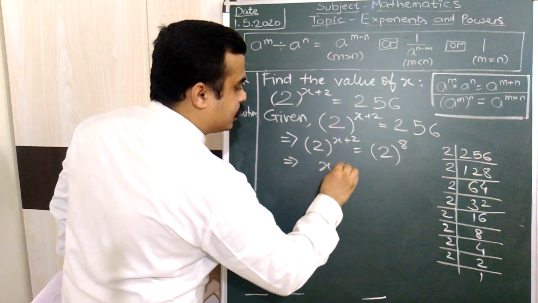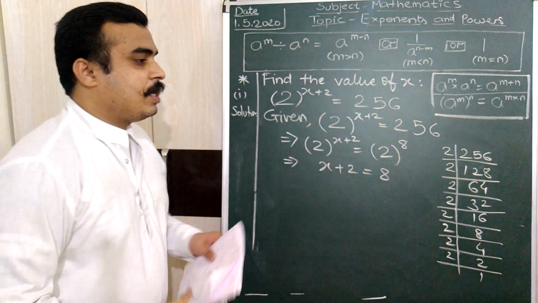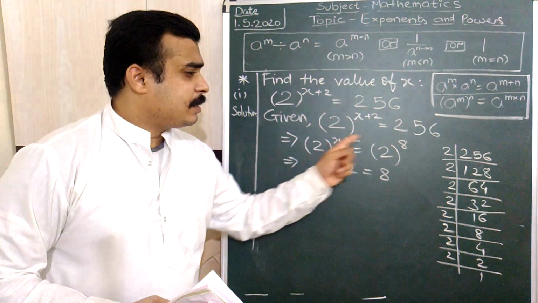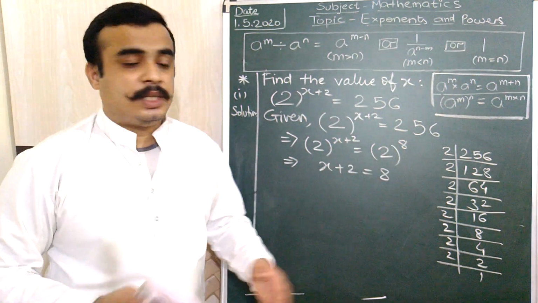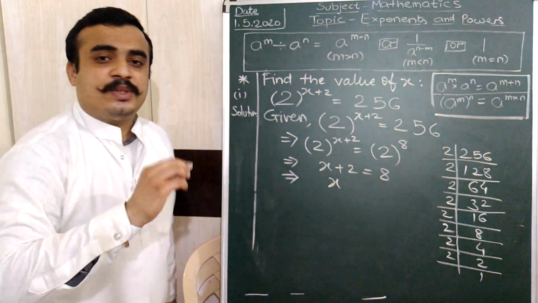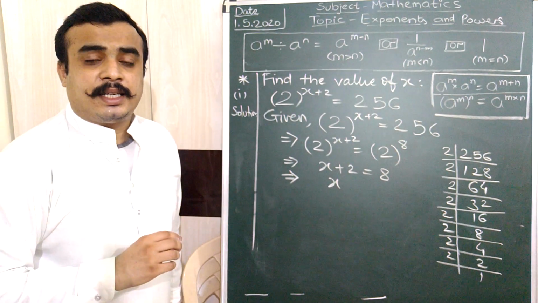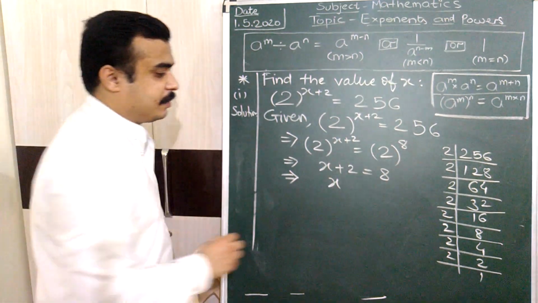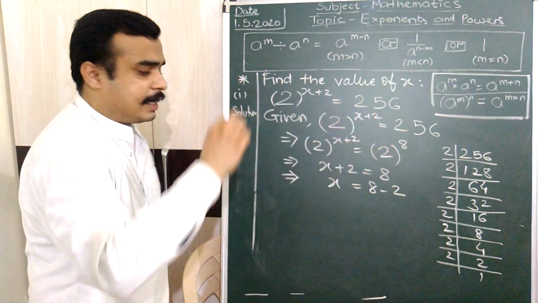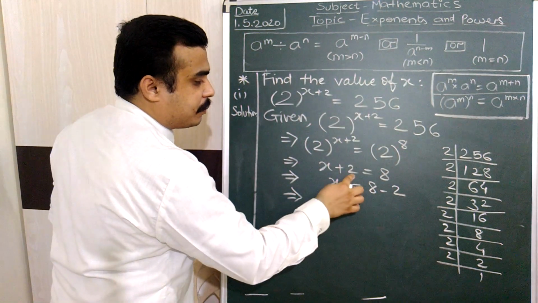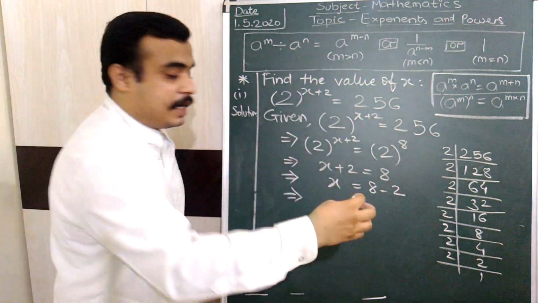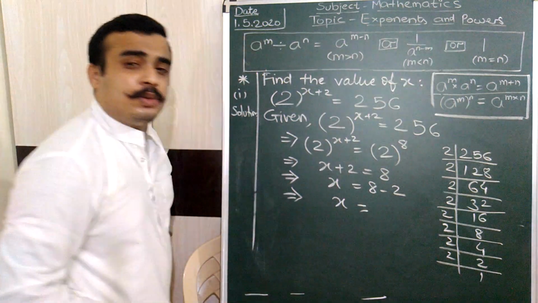That means x plus 2 is equal to 8. When the bases are equal and equal to is there, that means powers are also equal. Now here we have to use the lesson linear equation, that is the transposition method. Here plus 2 will become minus 2 towards the right hand side. When we shift this plus 2 towards the right hand side, the plus 2 will become minus 2. 8 minus 2, 6.